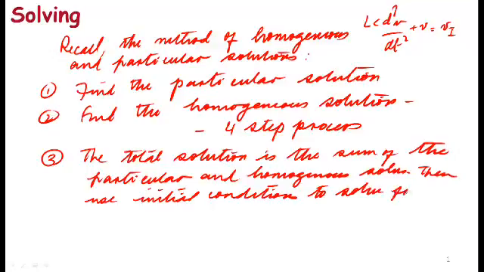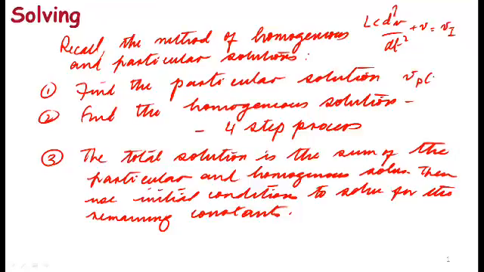So let's go ahead and write that down for our notes. 3 steps: find particular, find homogeneous solution, and then the total solution will be the sum of the particular and homogeneous, and then go ahead and find the remaining constants. So let's suppose that a particular solution is given by Vp of t, the homogeneous solution is given by Vh of t, and so then our total solution V of t is given by Vp of t plus Vh of t.